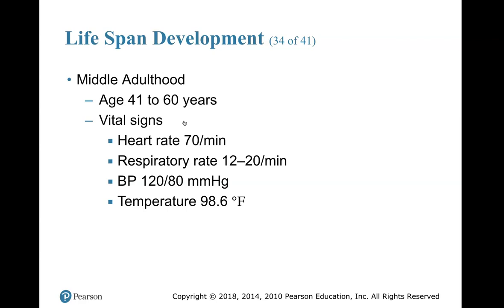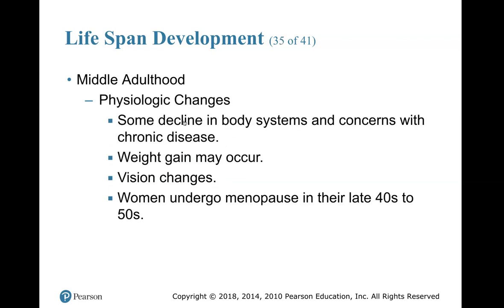All right, age 41 to 60 years old. That would be in my category. I'm not going to tell you how old I am, but you can figure it out. Vital signs are heart rate 70 beats per minute. I wish. I don't know if you remember about the last chapter. I told you I take beta blockers because my heart rate's too high. Respiratory rate is 12 to 20 a minute. Blood pressure is 120 over 80 when I'm on my medication. It's definitely very nice. But normally it should be in the range of 120 over 80 for your normal adults of this age. Temperature is 98.6.